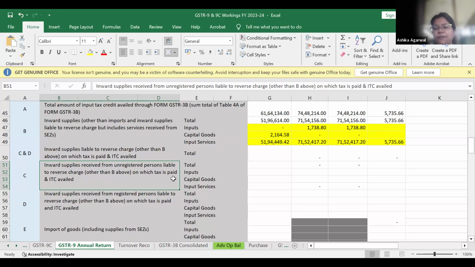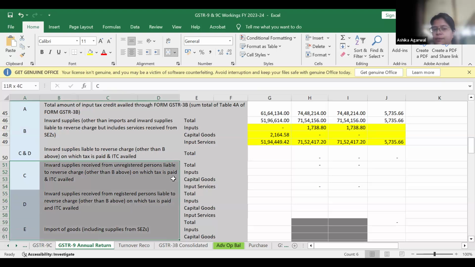It's very simple. It has been given; you only determine how much you have paid and disclose it over here. Accordingly, you have to do the reporting in GSTR-9. Here, you have to make sure about the ITC which you are saying that you have claimed.